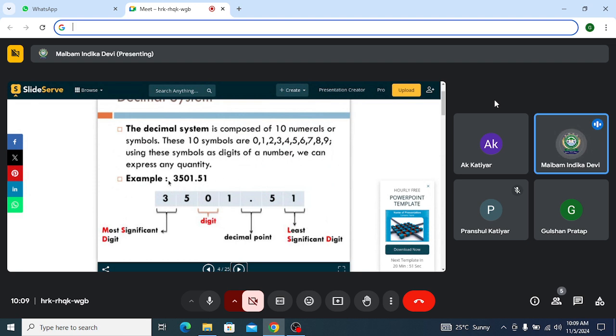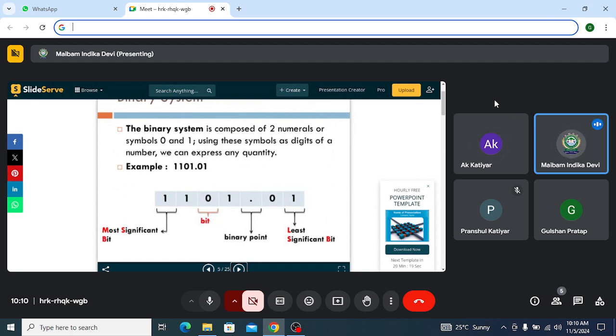And see here, when you represent any number, whether decimal, octal, or anything else, the leftmost digit will be the most significant digit, and the rightmost digit, the symbol on the rightmost side, is the least significant digit. Clear? So keep this in mind.